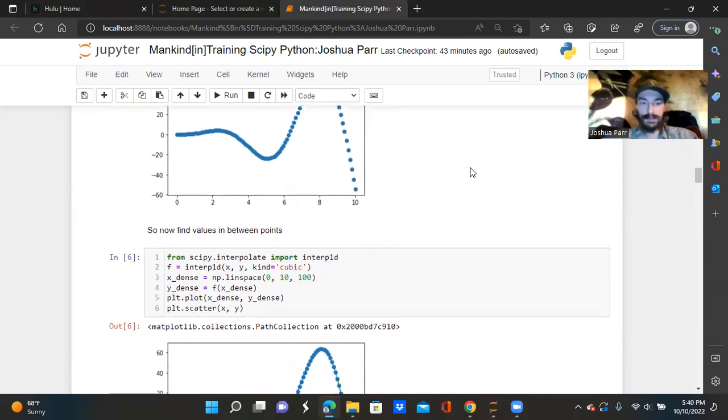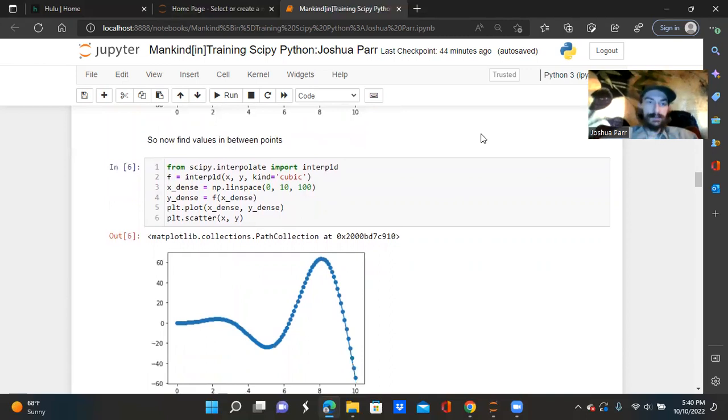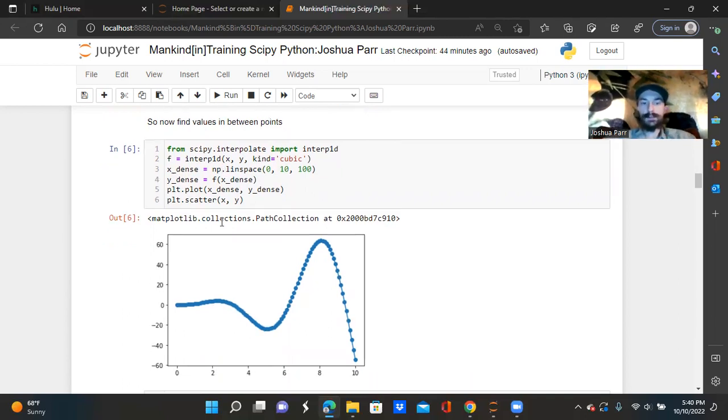So in order to do that, I'm going to import SciPy's interpolate, interp1d, f equals interp1d, x, y, and we're going to make this kind a cubic fit. I'm creating an x dense and a y dense. And I'm plotting the line, and I'm plotting the individual data points over top of the line.